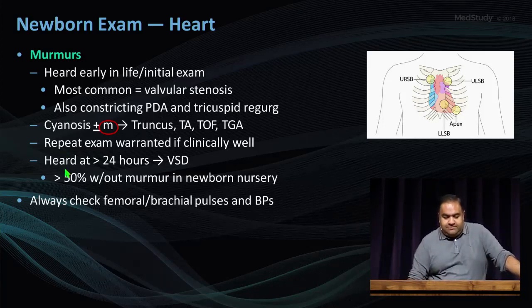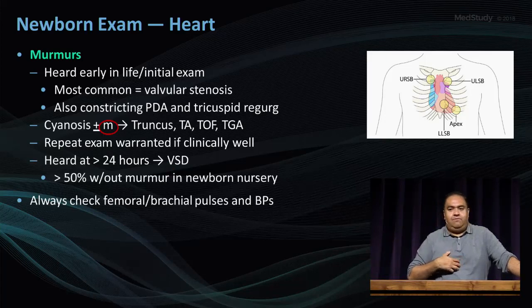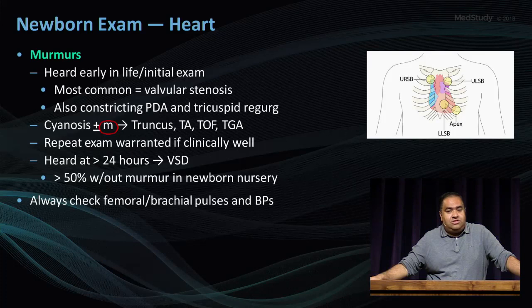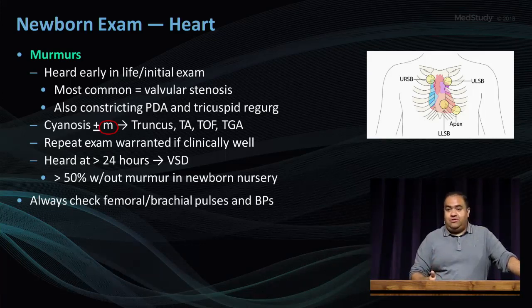All right? If it's heard at greater than 24 hours, you worry about a VSD. The VSD is that loud murmur, kind of like a hum in the middle of the chest. We always worry about it in Down syndrome kids. Remember, in Down syndrome, trisomy 21, they have a high risk of having AV canal and VSDs. You do not need a murmur in a Down syndrome kid to get an echocardiogram. 50% of these kids will have balanced lesions, and they may not have a murmur at all. But if they are trisomy 21, you're going to get an echocardiogram regardless. Okay? Always check the femoral pulses. Remember I said that's probably one of the most important parts of the examination as you're moving forward.